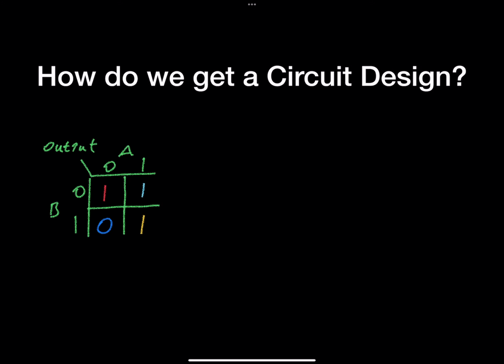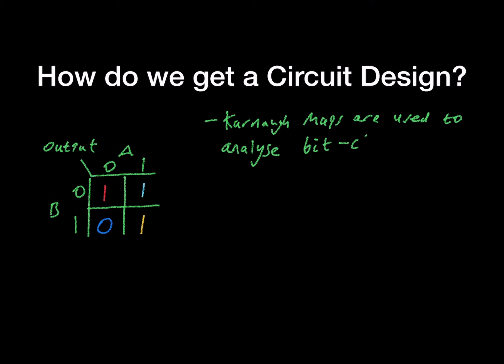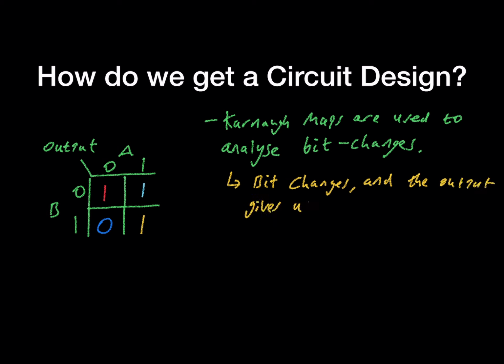Now we need to consider what this means. We use Karnaugh Maps to analyze bit changes, one at a time. How the output changes as we change each bit in the inputs tells us whether each variable is important in making the output a 1.